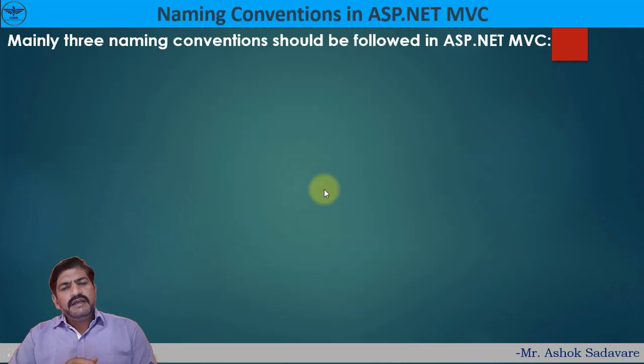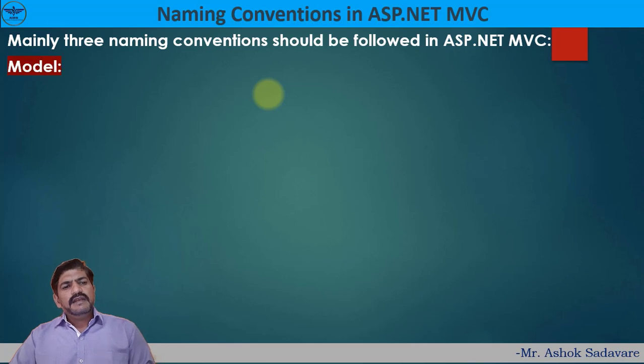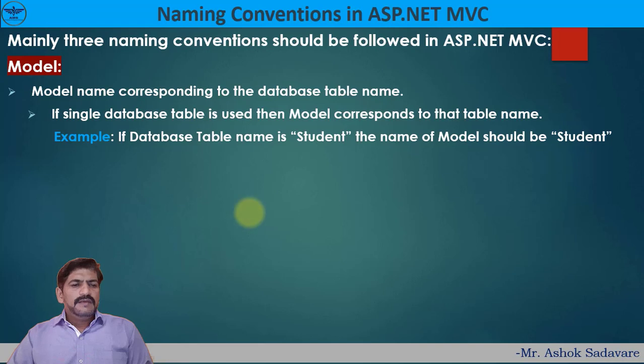So next is the naming convention in ASP.NET MVC. There are certain rules, that is conventions, for naming the views, models, and controllers. So there are mainly 3 naming conventions that should be followed in ASP.NET MVC. Let's see for the model. The model name corresponds to the database table name. If a single database table is used, then the model corresponds to that table name. For example, here, if the database table name is student, the name of the model class should be student.